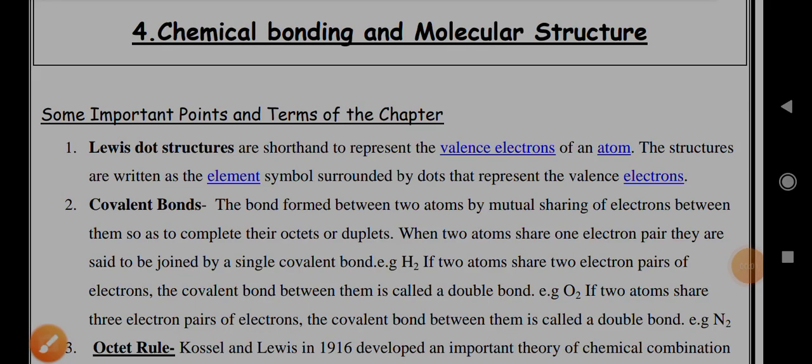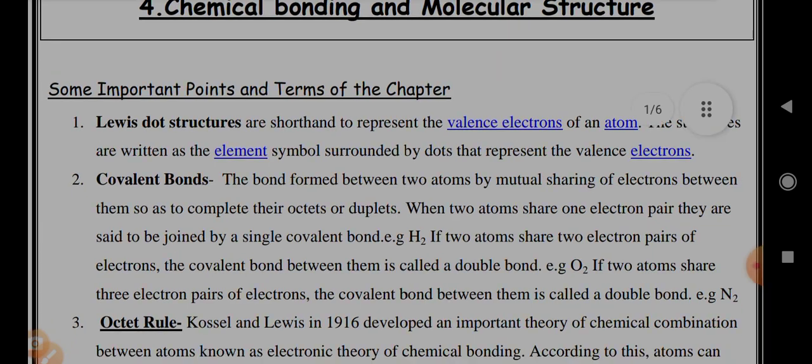Chemical bonding and molecular structure. Lewis dot structures are shorthand to represent the valence electrons of an atom. The structures are written as element symbols surrounded by dots that represent the valence electrons.